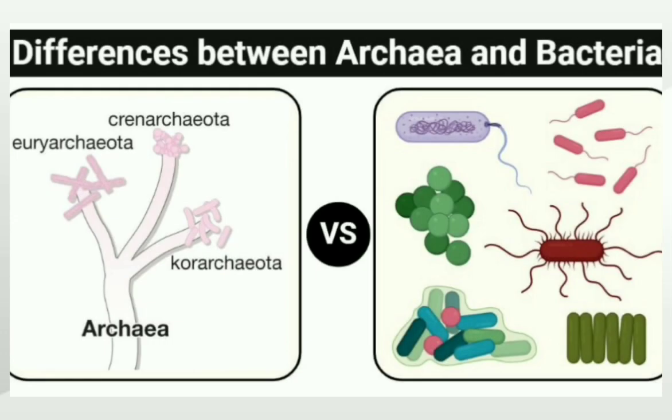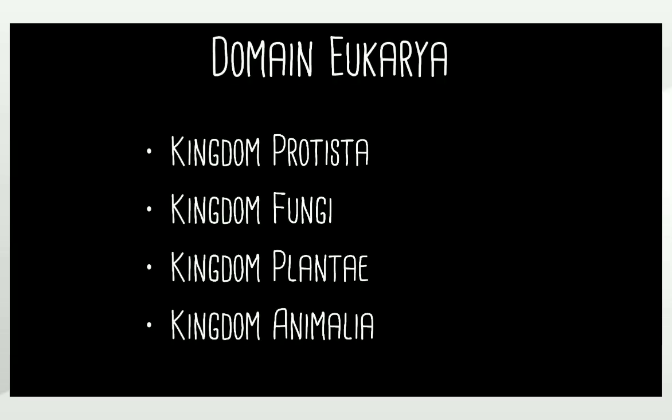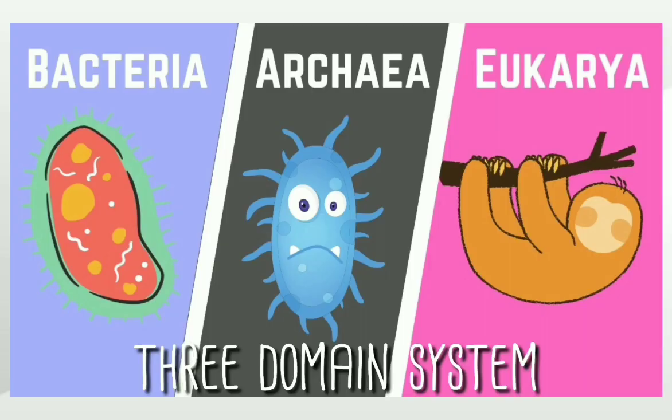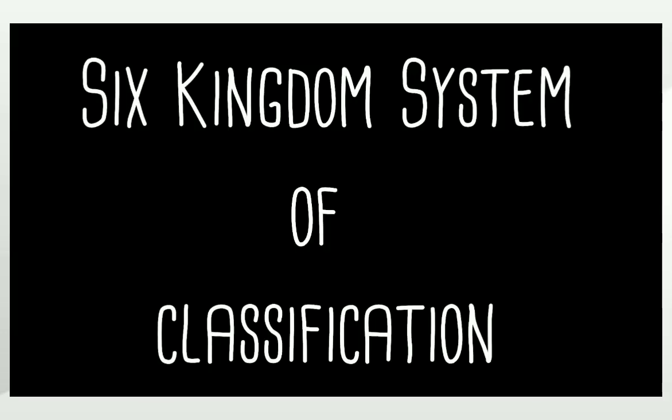This was proposed by Woese in 1977 when he noted differences between archaea and bacteria at the level of ribosomal genetics. He kept the rest of the kingdoms together in one domain, that is, domain Eukarya. This system of classification is also known as the three-domain system of classification or six-kingdom classification.